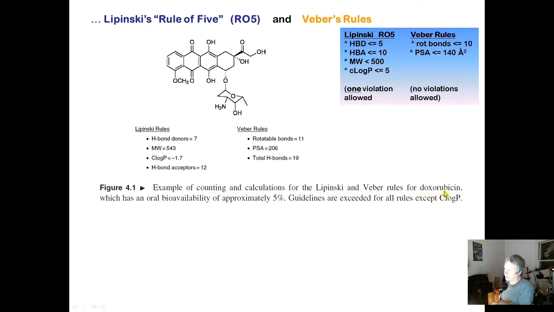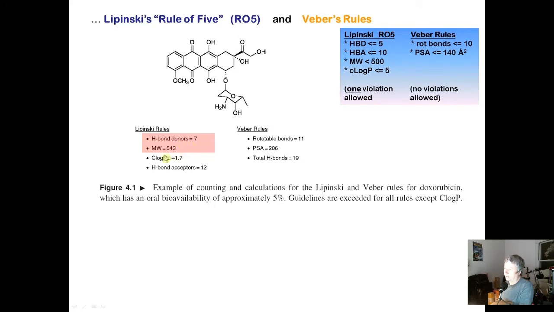Oh, doxorubicin, that's the name of the molecule. Doxorubicin has a very poor oral bioavailability of about 5%. So you take this orally and only 5% gets absorbed. So this would probably be a good candidate for intravenous administration, right? And I think it actually is. The guidelines are exceeded for all rules except the C log P. So this shows the Lipinski rules working.